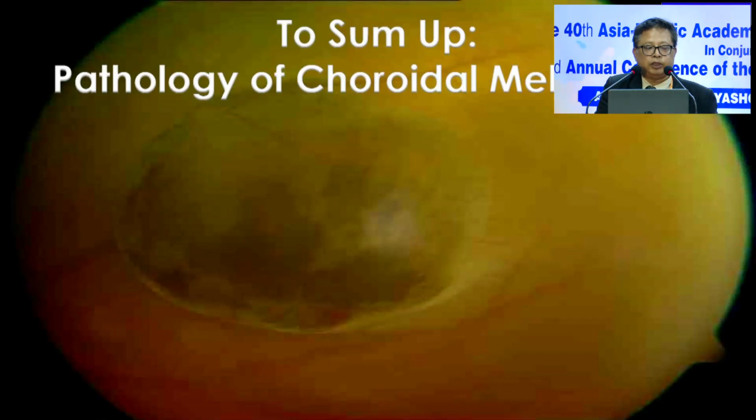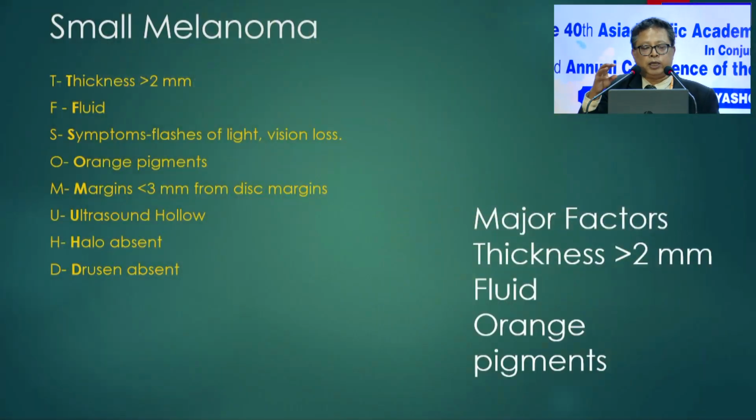To sum up the pathology of choroidal melanoma, this is what Professor Shields has given for small melanoma, TFSOM UHD. This is very, very important. Usually thickness is more than 2 mm in melanoma. You find subretinal fluid. You get a symptom of flush, an orange pigment. Remember, in melanoma you get an orange pigment, but in benign nevus you get drusen. Ultrasound shows hollowness in benign, and major factors are more than 2 mm, orange pigment, which is lipofuscin pigment, and fluid.